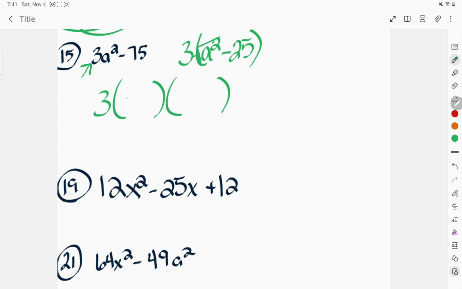So the square root of a squared is a and a. Since this is a negative sign and it's the only sign that I have, I'm going to have a negative and a positive. And the square root of 25 is 5. So my final answer is 3 times a minus 5 times a plus 5.